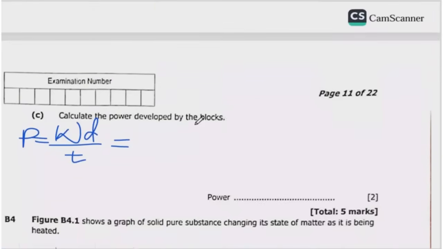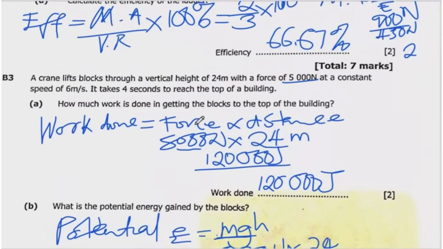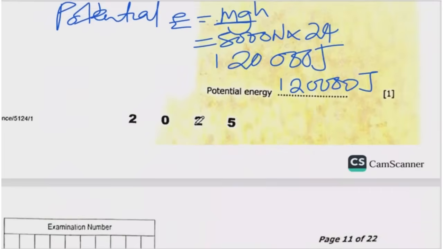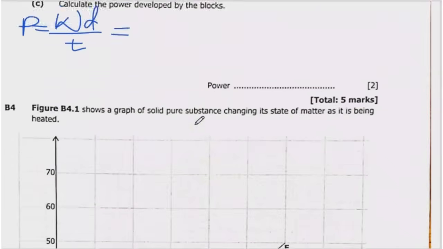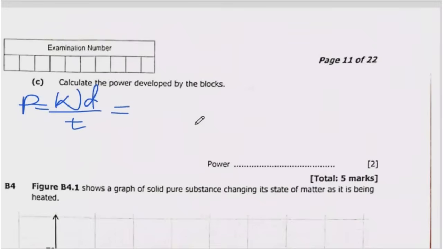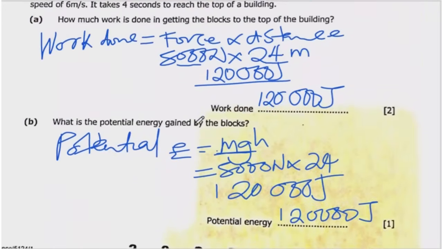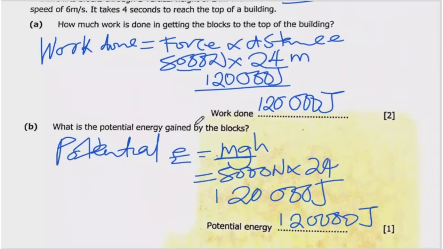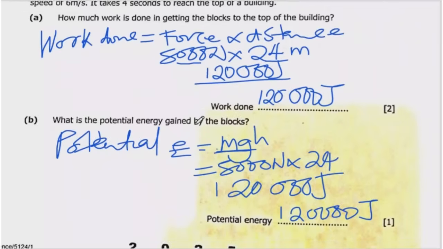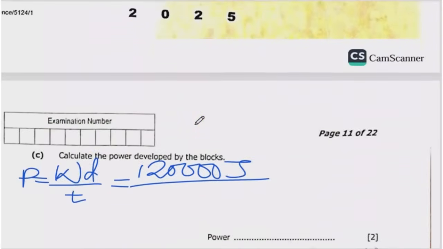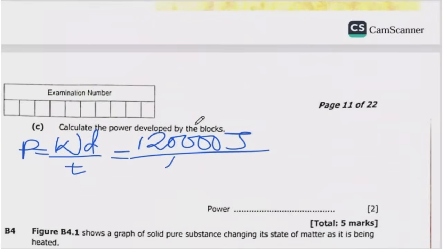So let's go to question 3A. We found work done to be 120,000 joules. So what we're going to do is we're going to say 120,000 joules over time. So how long did it take for that work to be done? It takes 4 seconds to reach the top of the building. So on time, we're going to say 4 seconds.